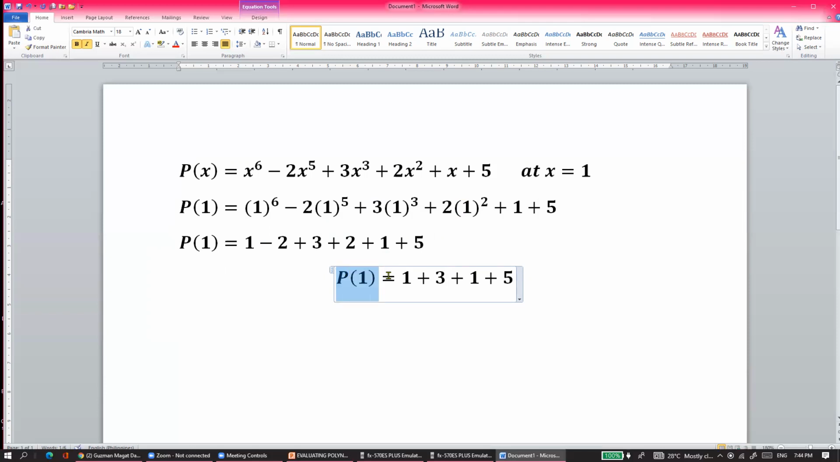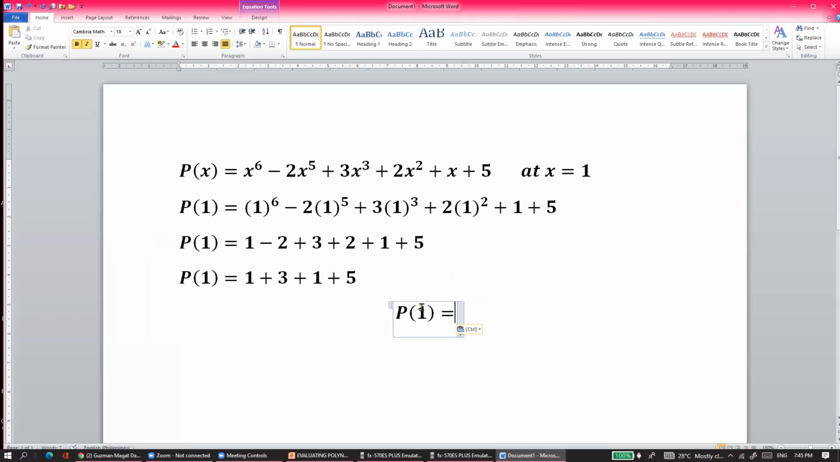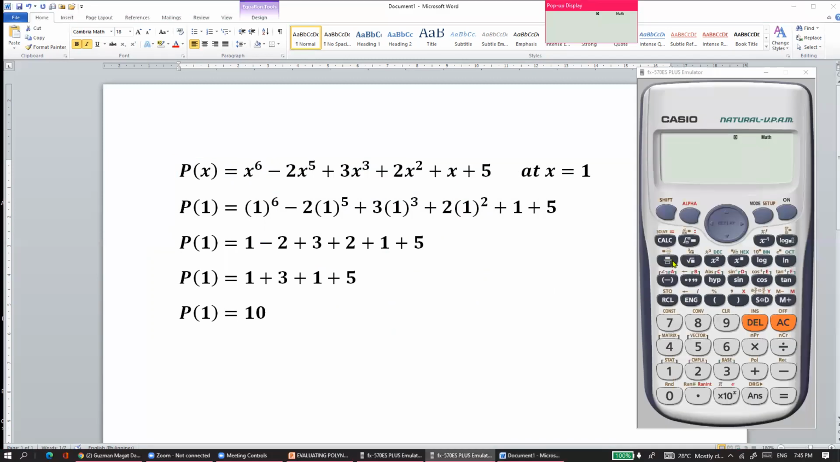Yan yung mga diskarte sa pagpo-compute kung halimbawang wala kang calculator. Pero kung may calculator ka na, 1 click lang yan. So, lalagay ko dito, P of 1 is equal to 10. So, ngayon, kung calculator naman ang pagbabasihan natin, itatype ko lang yan. So, look at it. Kayang-kaya ng calculator yan.